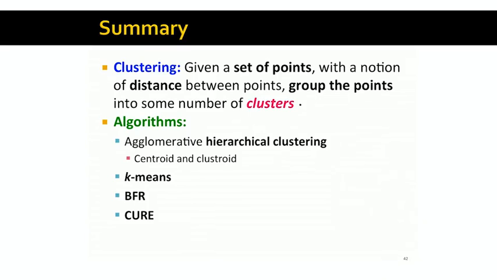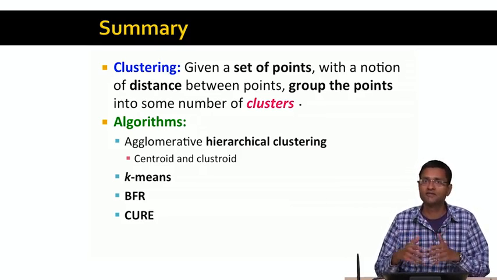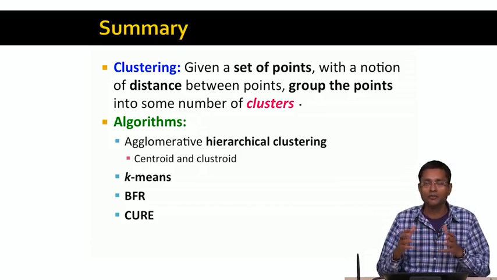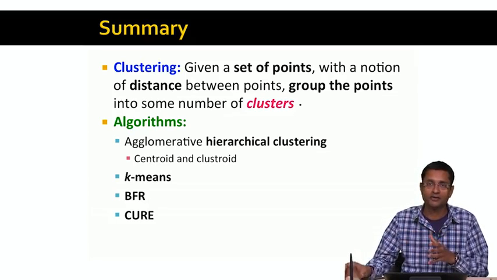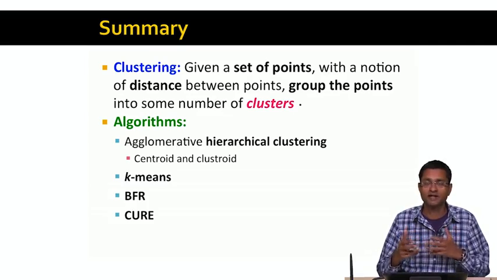Remember that the clustering problem is one where we're given a large set of points with a notion of distance between the points, usually in a very high-dimensional data space. And our goal is to group these points into some number of clusters, with the points that are closer together being in the same cluster. We looked at a variety of algorithms to do clustering. We started with agglomerative hierarchical clustering, where we looked at the notion of centroid and clusteroid. We realized that hierarchical clustering, while it's extremely flexible and can produce clusters of any shape, is really, really complex and doesn't scale well to large data sets that don't fit in memory.